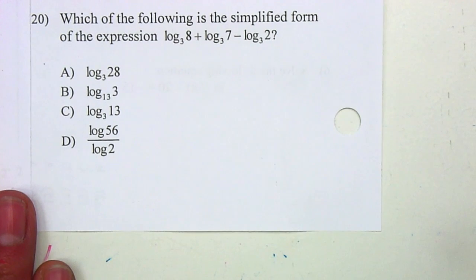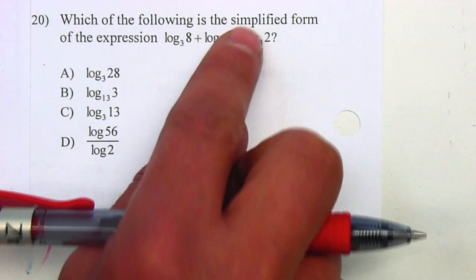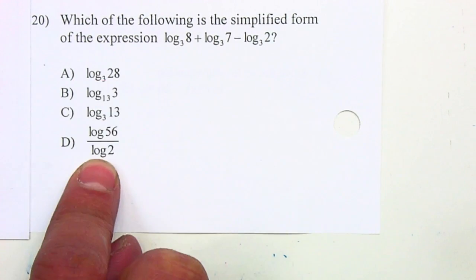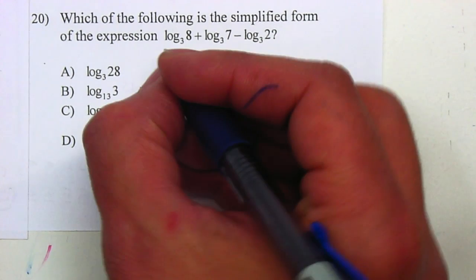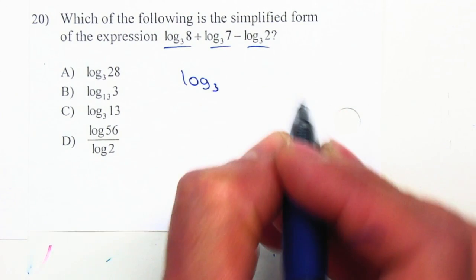Number 20. Last problem. Which of the following is the simplified form of the expression? If you guys notice, they only have one log. We need to be able to condense it. We have 3 logs. They're going to become 1, log base 3.